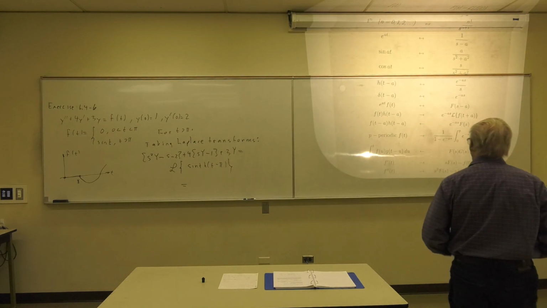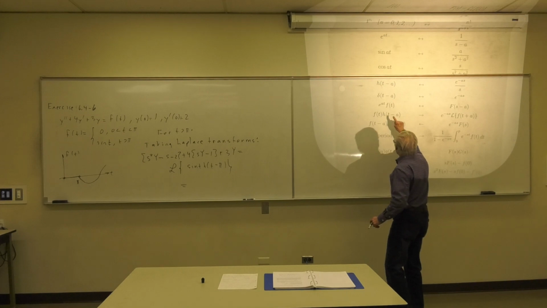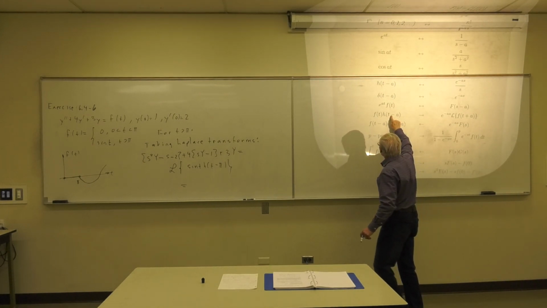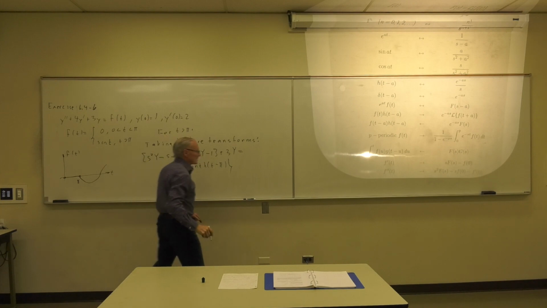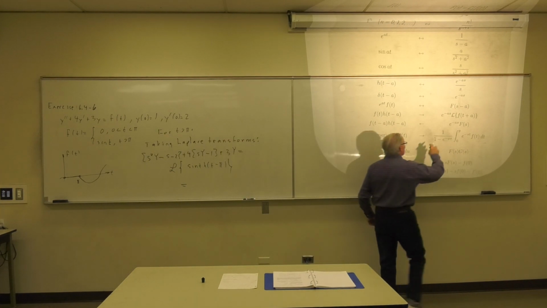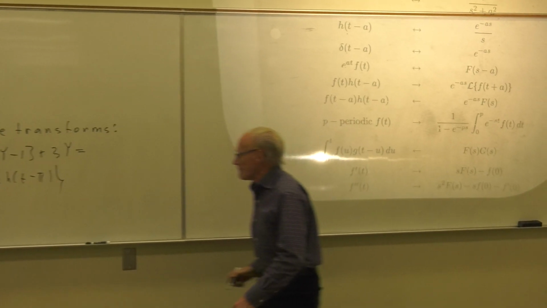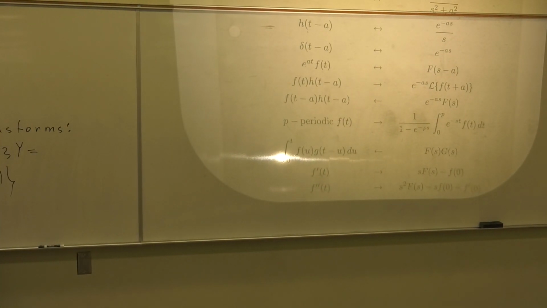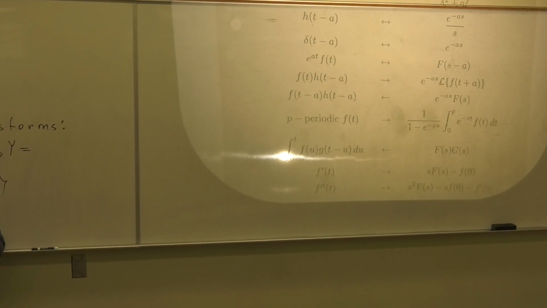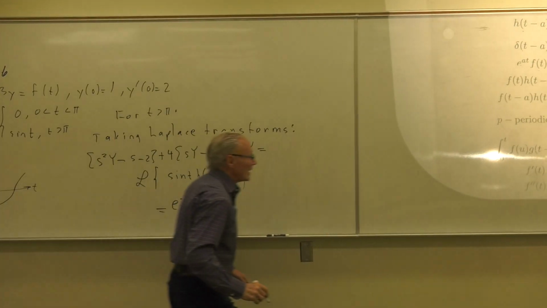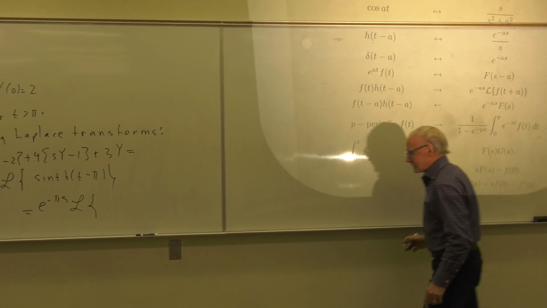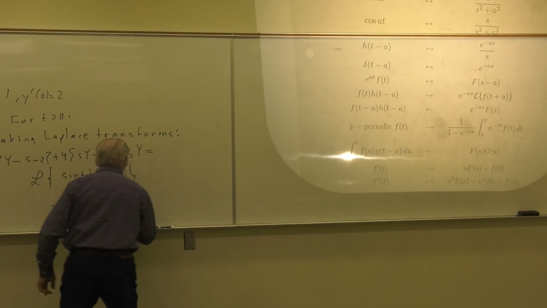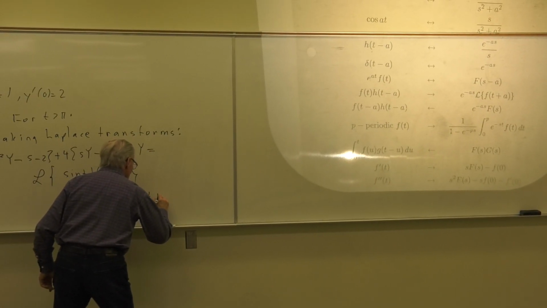So the property we want to use is that, right? We've got the Laplace transform of something times a Heaviside. What does that property say? It says it is e to the minus as, e to the minus pi s, take the Laplace transform of, and we're writing this one now, take the f function, put in t plus pi. Sine of t plus pi.